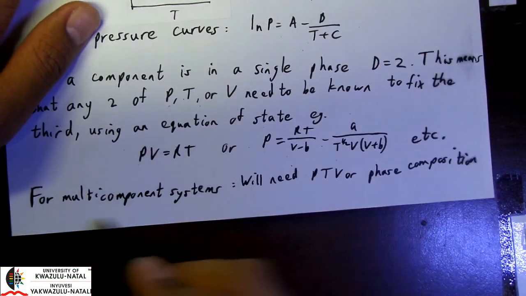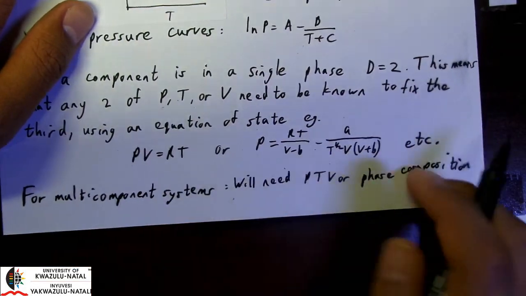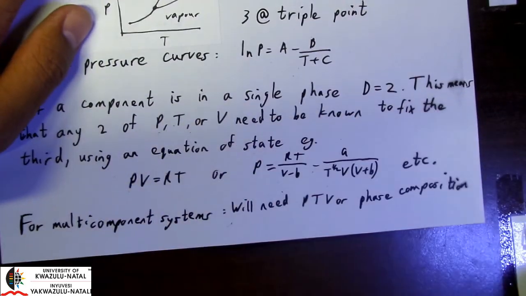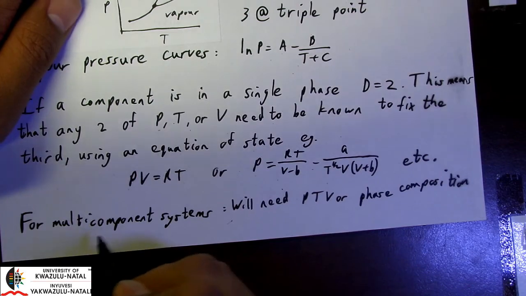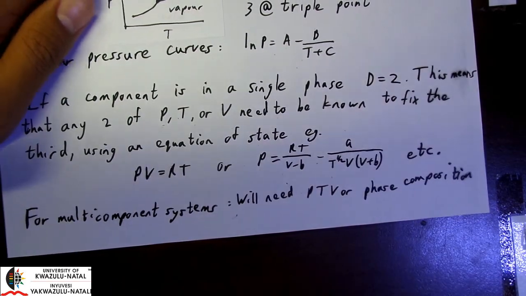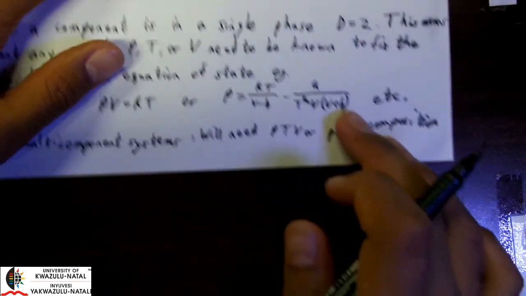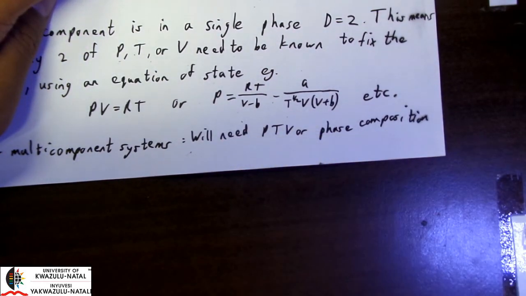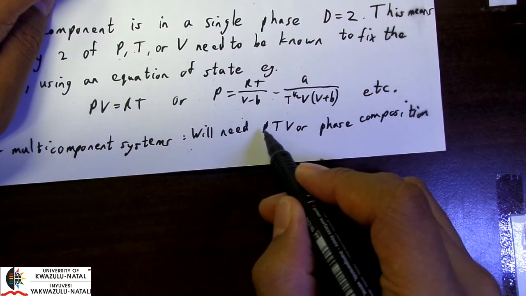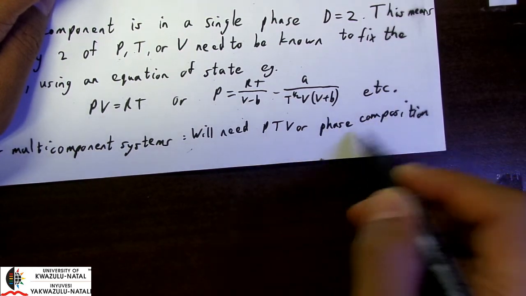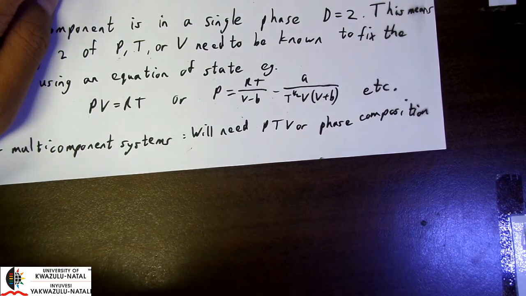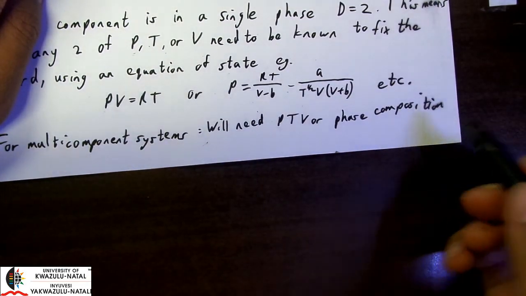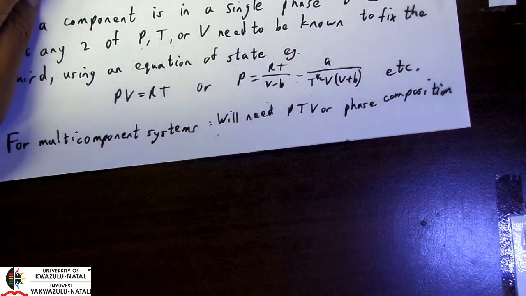If we look at multi-component systems, then simply knowing the pressure and volume will not give us all of our information, because with multi-component systems we need to know what our composition is as well. So if we know, for example, pressure, temperature and composition, we can obtain our volume. Or if we know pressure, temperature and volume, we could perhaps obtain our phase composition. And this is the subject of thermodynamics, which you will study in the future, in future modules.